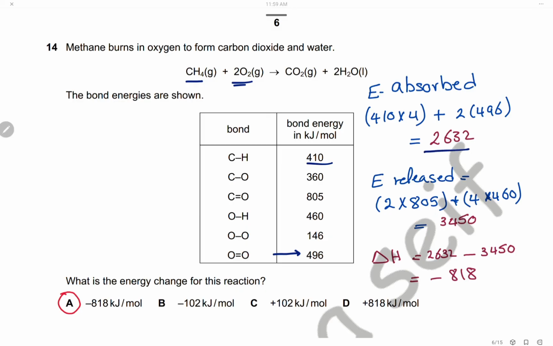Then the energy released from forming new bonds in the products, we have 2 carbon oxygen double bonds, so we will multiply 805 by 2, then 4 O-H bonds. Here we have the value for O-H 460, we multiplied by 4. The total energy released is 3450, and the delta H is the energy absorbed minus the energy released, which will be minus 818 kilojoule per mole, and the answer is A.